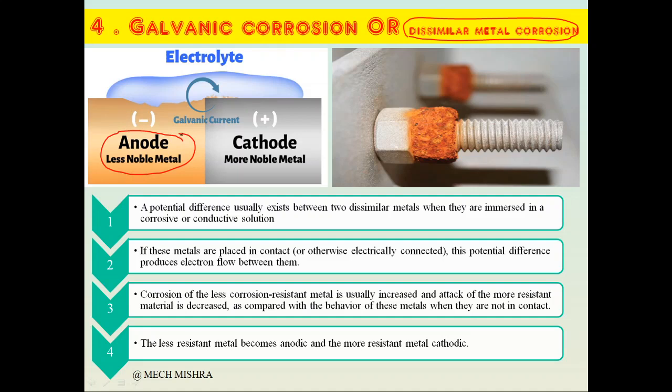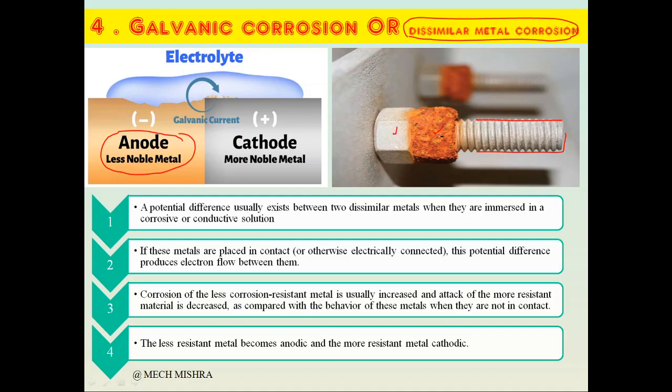So we can understand here by example. This stud is of stainless steel. This is a stainless steel stud, and for the nut, one is SS and one is carbon steel.